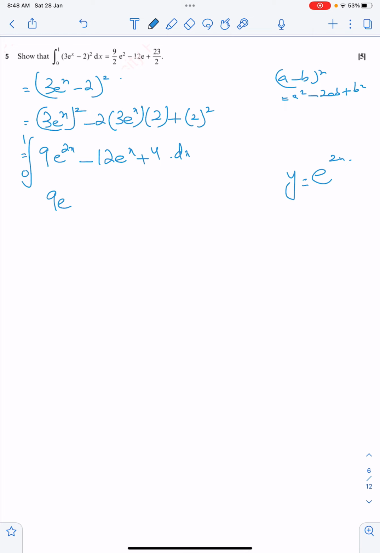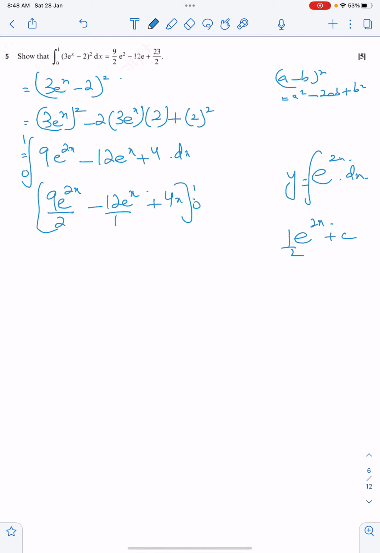In case of integration, we write down the power as it is. We differentiate the power and write it in the denominator. So you differentiate the power always, and after differentiation, whatever is the result of the differentiation goes in the denominator. The differential of 2x is 2, so we'll write e^2x here and we divide it by 2. Minus 12e^x, the differential of x is 1, so we divide it by 1, plus 4x. Boundaries of 1 and 0. Okay, it's 9 upon 2 e to the power 2. I'm starting to plug in 1 in place of every x now.